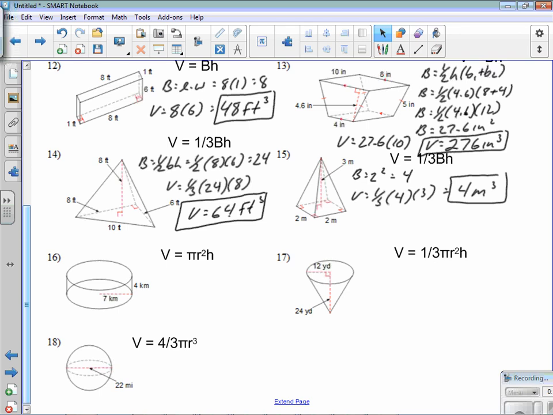16, we have a cylinder. Follows the formula, volume equals pi r squared h. So our volume is going to be pi times the radius, which is 7 squared, times the height, which is 4. Pi times 49 times 4.